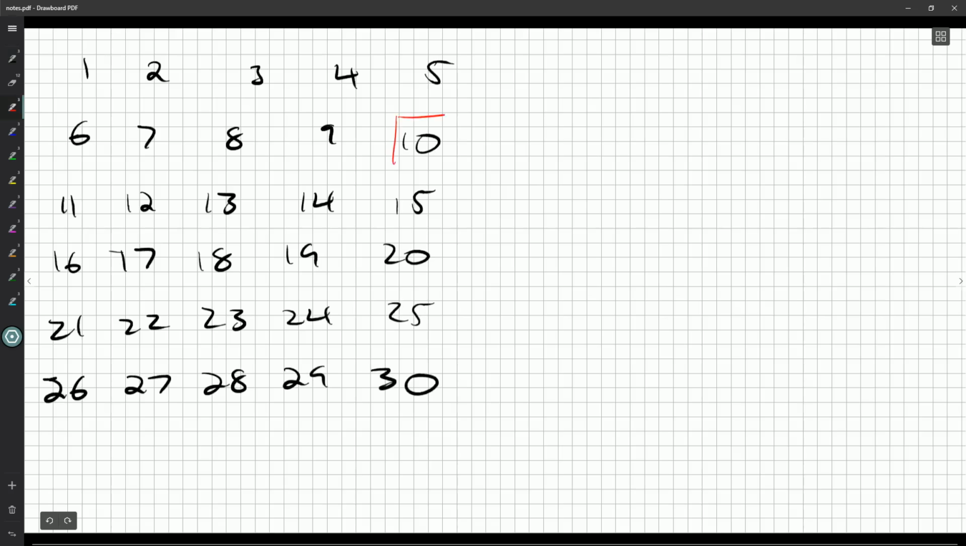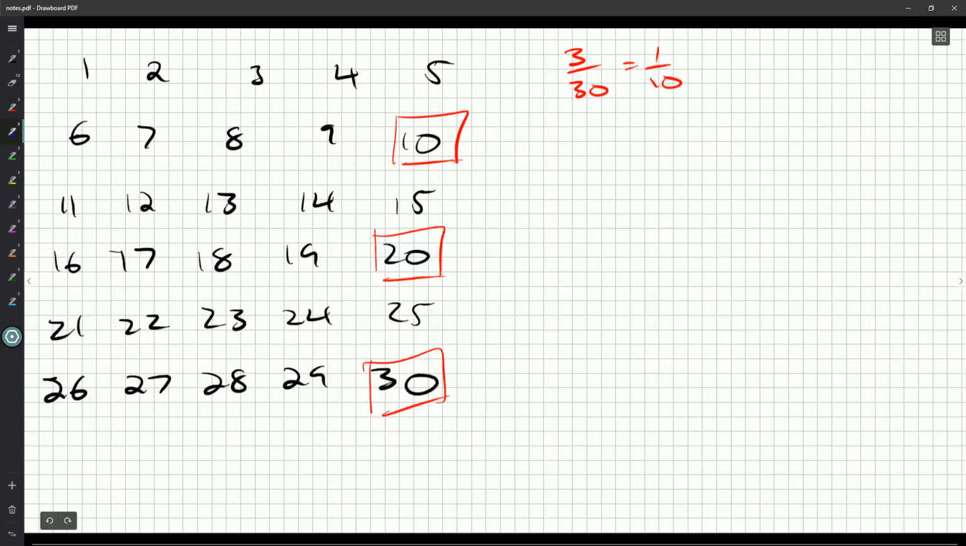So for A, we want multiples of 10. Well, there's only 3 of them, and so that would be a probability for A of 3 out of 30, or 1/10. 1/10 of the time, you expect him to pull out a ball that's a multiple of 10.